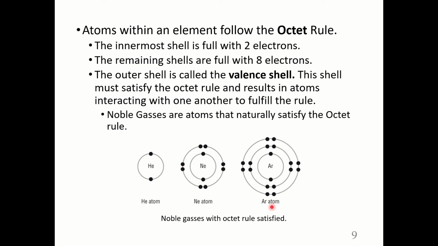The symbol Ar is argon. Argon has 2 electrons in its innermost shell and 8 electrons in its second shell and 8 electrons in its valence shell, which is the third shell. These atoms will not react with other atoms. That is why they occur as gases.